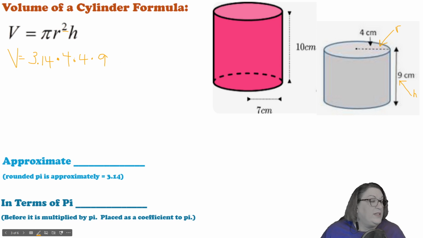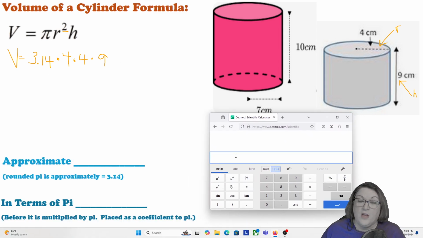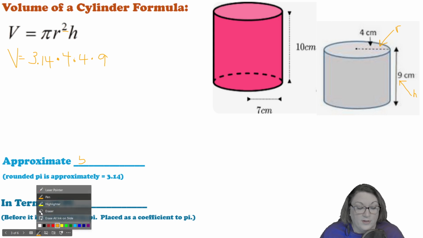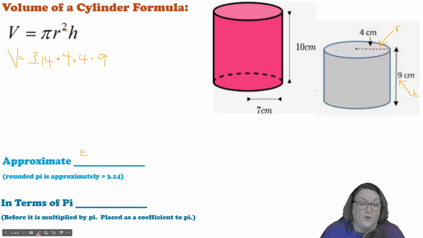Okay. Now we're going to get our Desmos calculator out here again. We're going to plug these numbers in. 3.14 times 4 times 4 times 9. And we end up with 452.16. So we're going to write that down right here. 452.16. I don't know why I said 500. 452.16. And that's going to also be centimeters cubed.